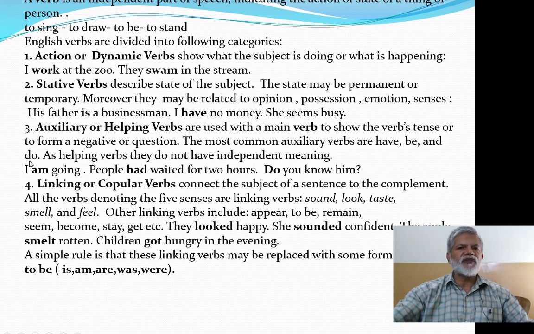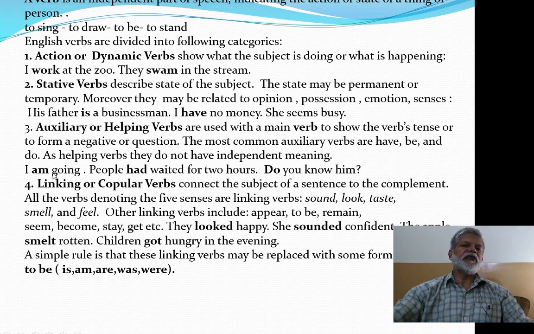So these forms of these auxiliary verbs are used as helping verbs. As helping verbs, they do not have independent meaning. They have meaning related to the main verb. For example, I am going. Now am is a helping verb here because it is being used with this main verb going.